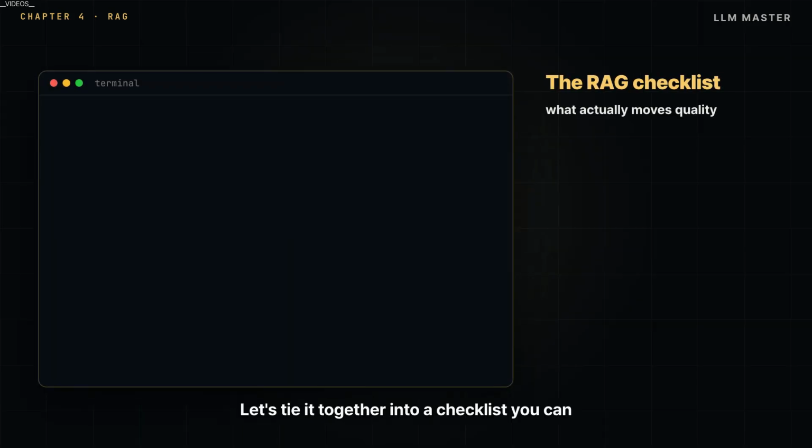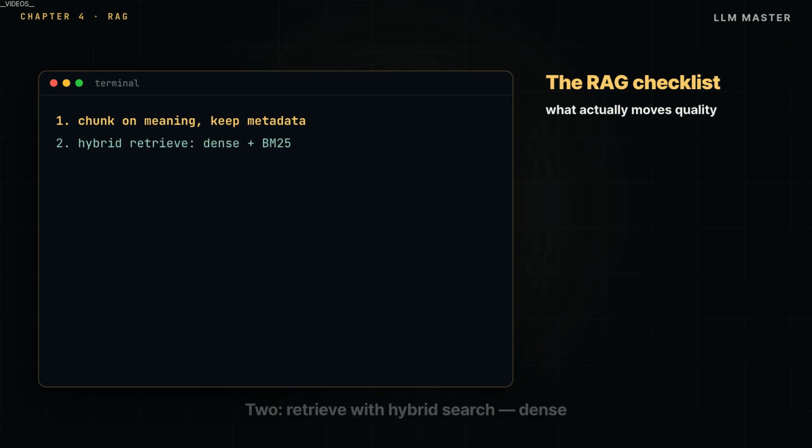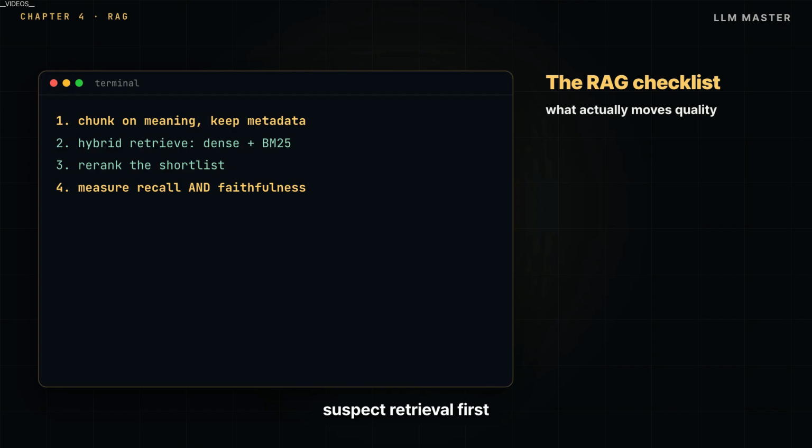Let's tie it together into a checklist you can actually apply. One: chunk on meaning and keep metadata, because retrieval quality is decided before a single query runs. Two: retrieve with hybrid search, dense embeddings plus BM25, so you catch both meaning and exact terms. Three: re-rank the shortlist with a cross-encoder to push the truly relevant chunk to the top. Four: measure both retrieval recall and answer faithfulness. And when something breaks, suspect retrieval first. Five: pick and tune your ANN index deliberately, treating recall versus latency as a dial.